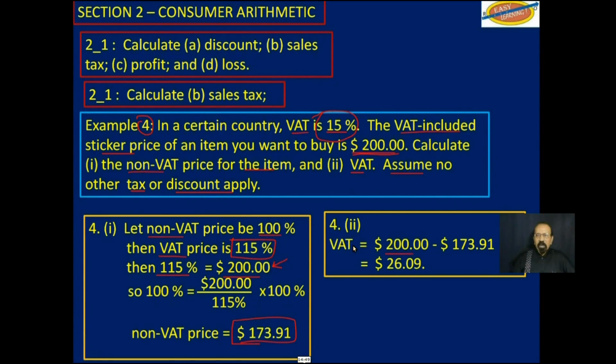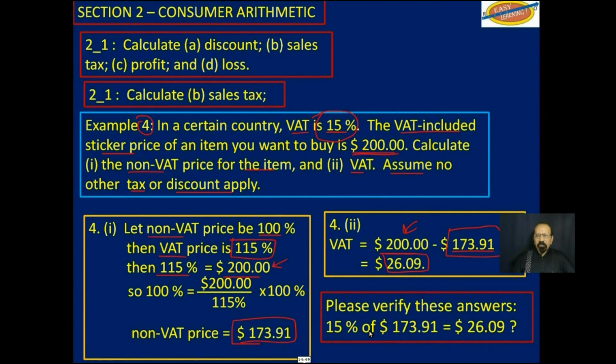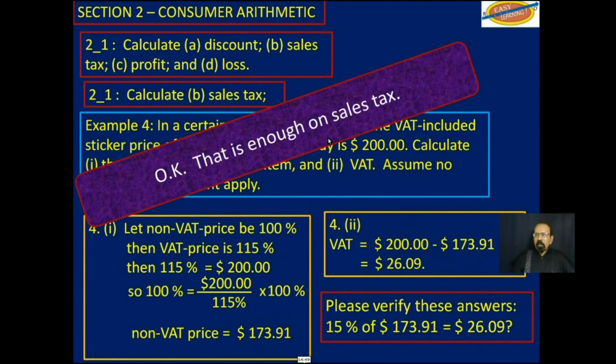So if this is the VAT price and this is the non-VAT price, you subtract this from that and you get the actual VAT that was paid, the value added tax. You can always verify your answer by finding 15% of this, and if you get back 200, you know you are on the right track. Okay, that's enough on sales tax.